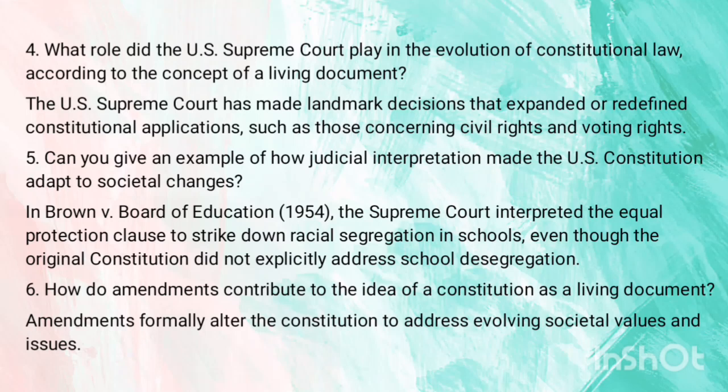Next one, can you give an example of how judicial interpretations made the US Constitution adapt to societal changes? In Brown versus Board of Education, the Supreme Court interpreted the equal protection clause to strike down racial segregation in schools, even though the original Constitution did not explicitly address school desegregation.